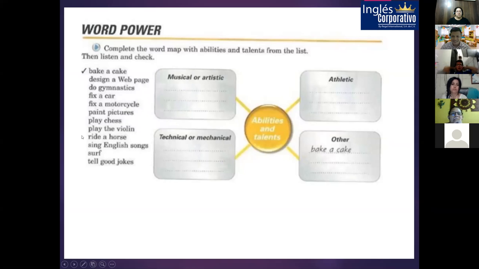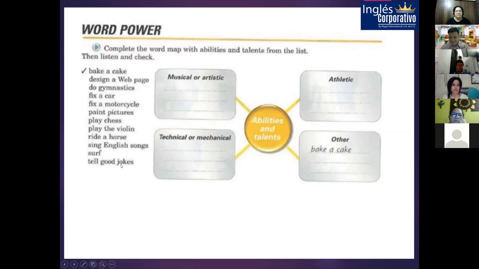Okay, let's see. Sarah. Ride a horse. Okay, ride a horse, right? Like this. Other, or probably in athletic. Okay, yeah, really good. Thank you, Sara. Athletic, right? Or could be others. Really good. Okay, let's see, Saba. Sing English songs in musical or artistic. Yeah, really nice. I hope all of you students sing English songs, you know, from the new singers nowadays. That's good.